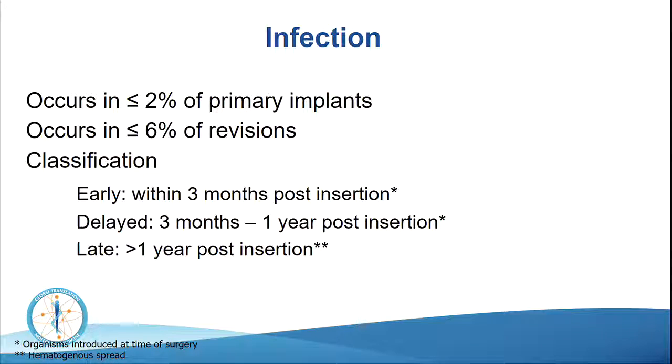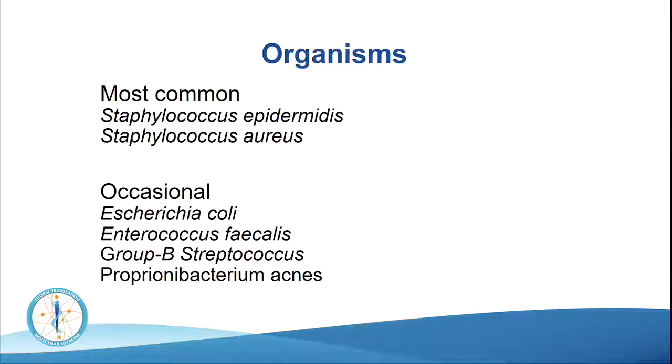The early and delayed infections are thought to be most often due to organisms that are introduced at the time of surgery, whereas late infections are thought to be related to hematogenous spread from another site of infection. The most common offending organisms include Staphylococcus epidermidis and Staph aureus. Occasionally E. coli, Enterococcus faecalis, Group B Streptococcus, and Propionibacterium acnes.